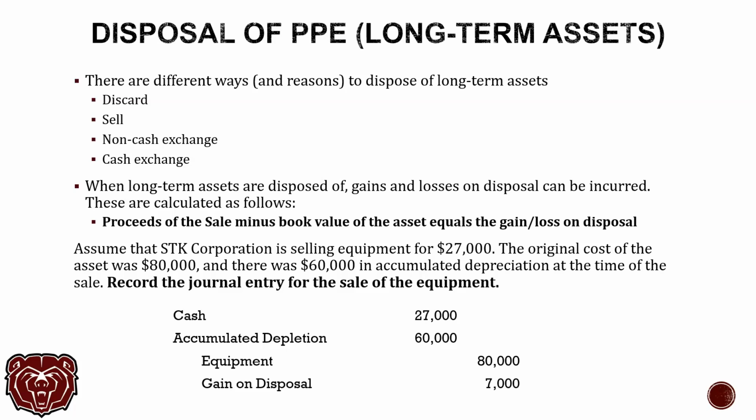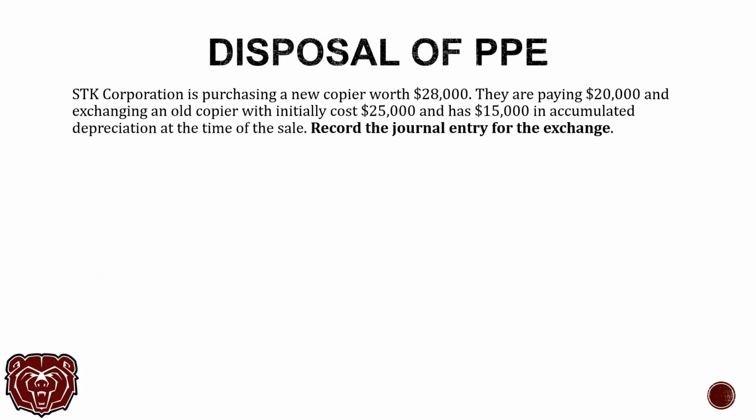Okay. So if we looked at the book value of this item would be 80. The proceeds would be 27. So you would take 27 minus 20. That gives you positive 7. Positive number for that calculation means you have a gain. Okay.